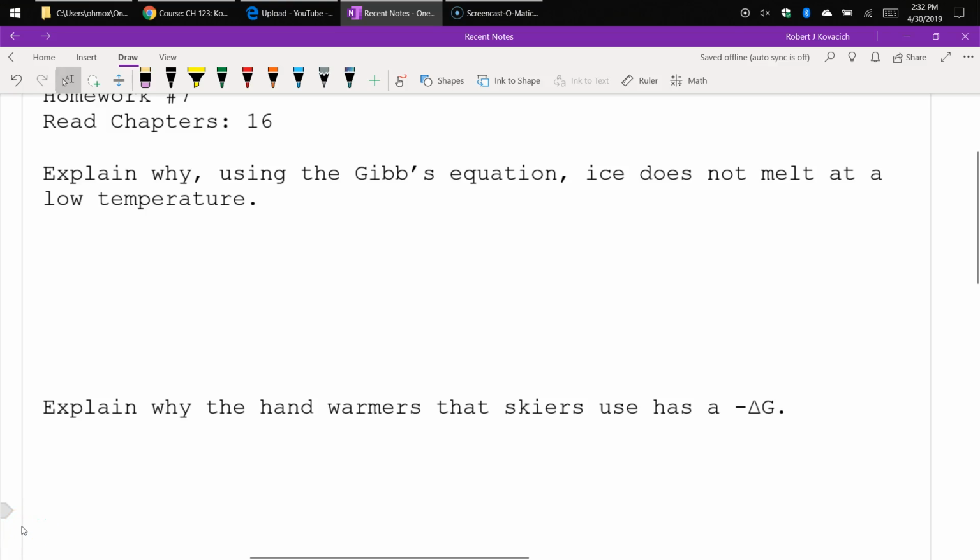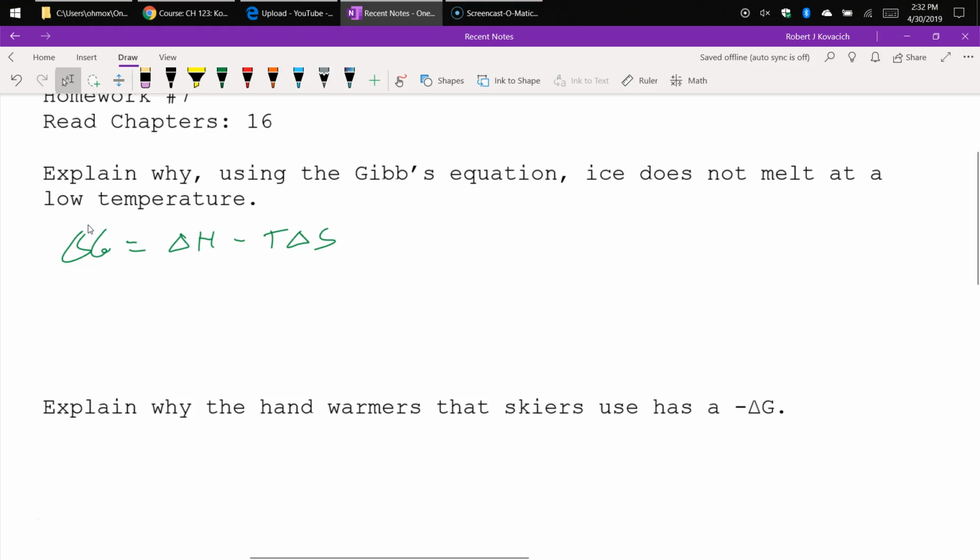So we're going to use the Gibbs equation, and we're going to explain why melting ice doesn't happen at a low temp. So for our Gibbs, we've got change in free energy is equal to change of the enthalpy minus the Kelvin temperature times the change in the entropy.